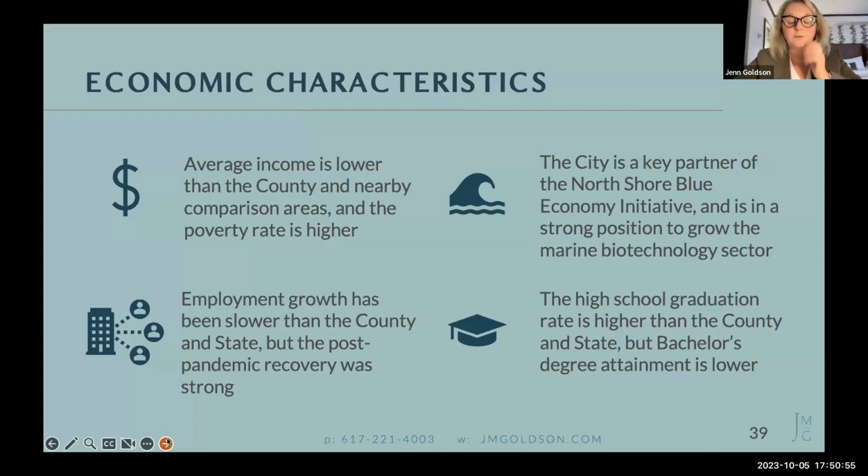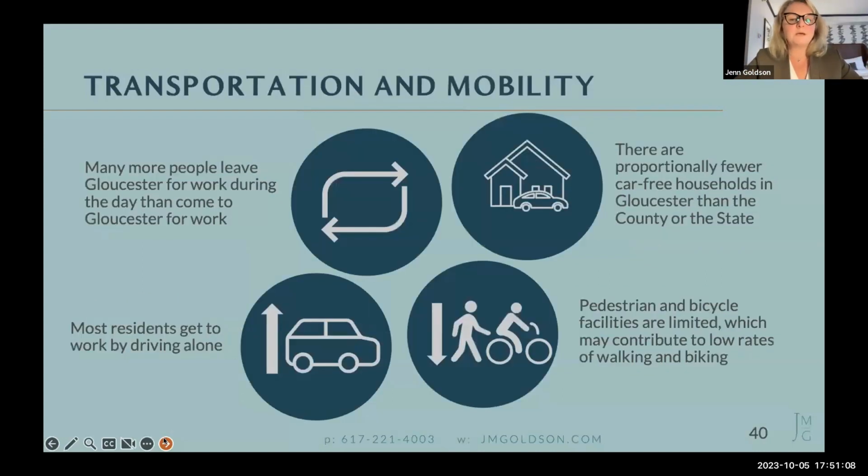And then the other point we have on this slide is just that the high school graduation rate is higher than we're seeing in the county and the state, but bachelor's degree attainment is a little lower. So in our economics section, we did look at what we would call your workforce. All right, we also looked at transportation and mobility.